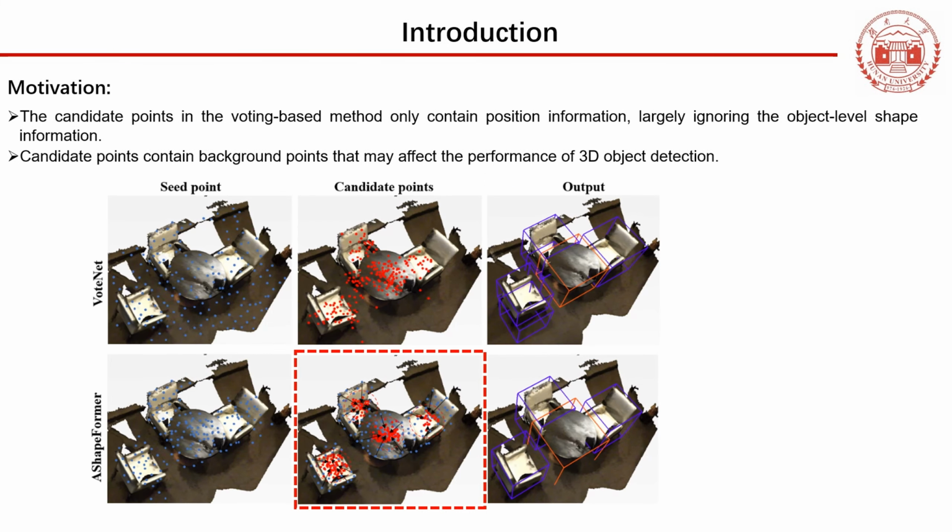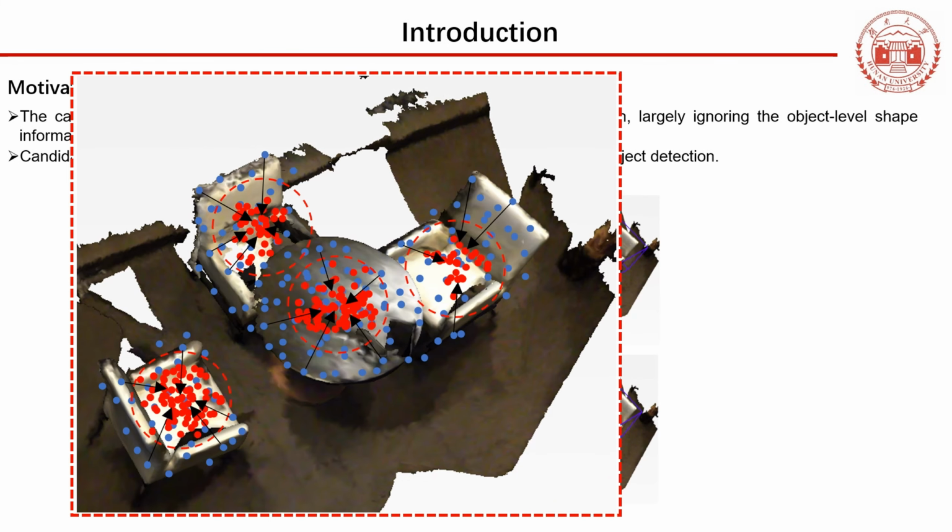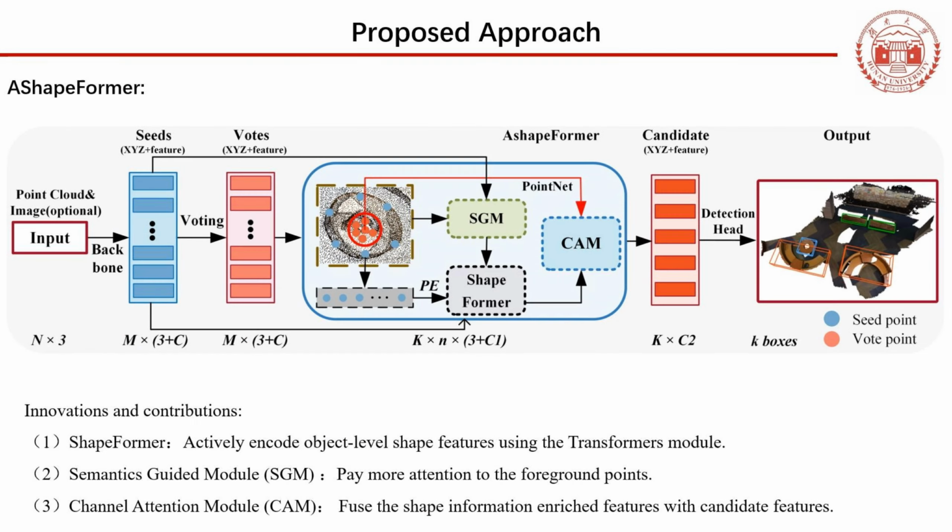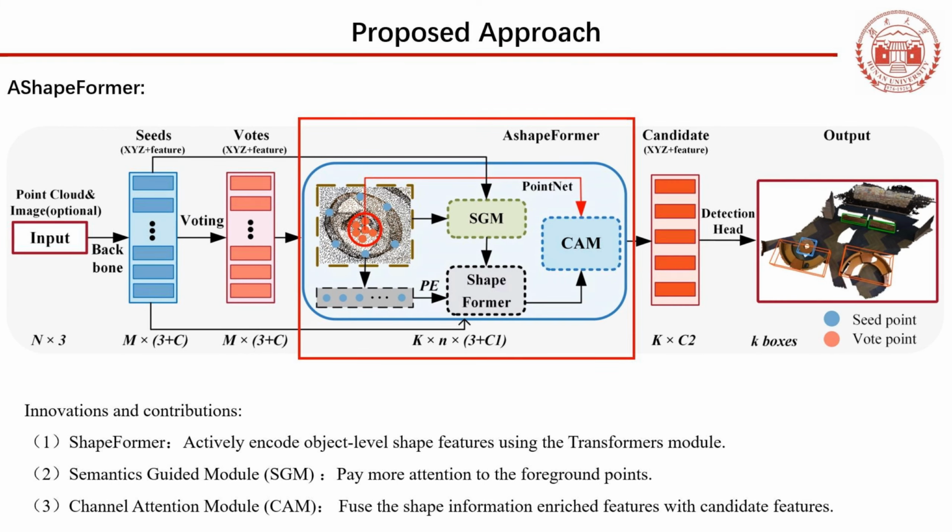As illustrated in the figure, the proposed AShapeFormer selects more relevant seed points, leading to more appropriate candidates that additionally encode the object shape information actively. Given an input point cloud of N points with XYZ coordinates, we sample seed points using a backbone. The sampled seed points are processed by a voting module. The seed and vote points are used by our AShapeFormer module.